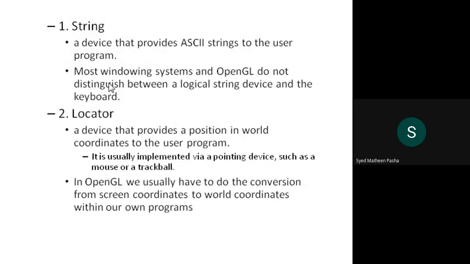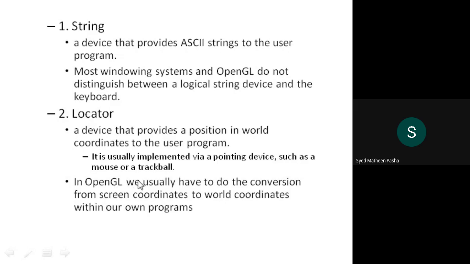Then the next is a locator. What is a locator? It is nothing but a device that provides a position in world coordinates to the user program. In OpenGL, we use the terminology of a device called a locator, which provides the position of the coordinates in the program. It is usually implemented via a pointing device such as a mouse or a trackball. In some of the programs for rotating a cube as well, you had some mouse operations, right? So while implementing such operations, we'll be using this locator.